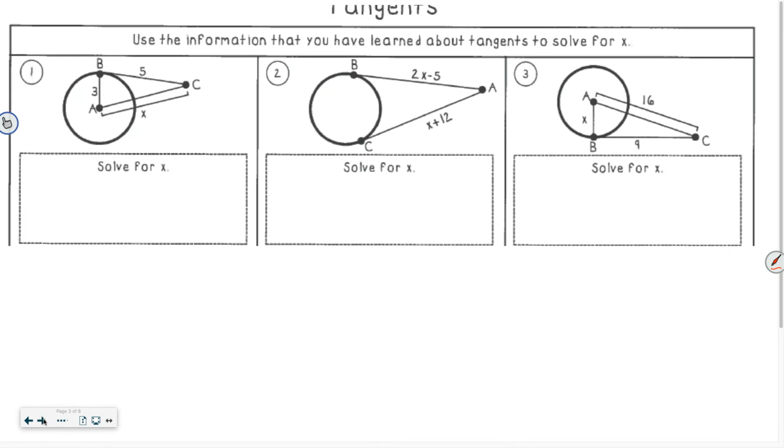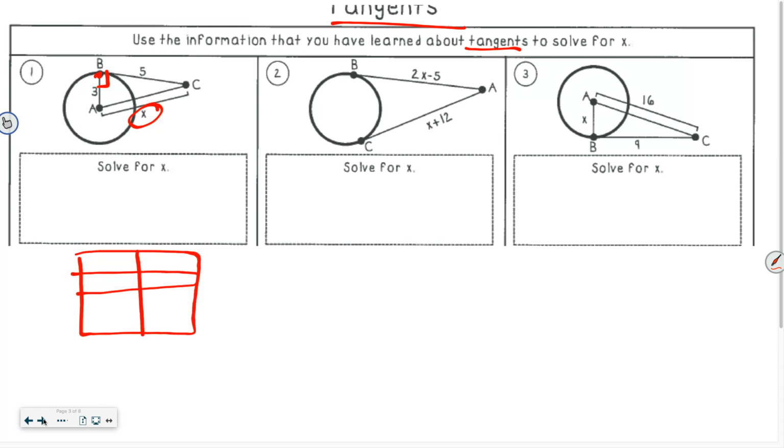Now we're going to do some problems that have to go with this. So here they told us these are all tangents, so we're just going to know that they're tangent. If they look tangent, they are tangent. Okay, so B is tangent, which makes this a right angle. Do you see how this is really just Pythagorean theorem? A squared plus B squared equals C squared. So if that's the case, X is my hypotenuse. And so I'm going to use Pythagorean theorem to solve.